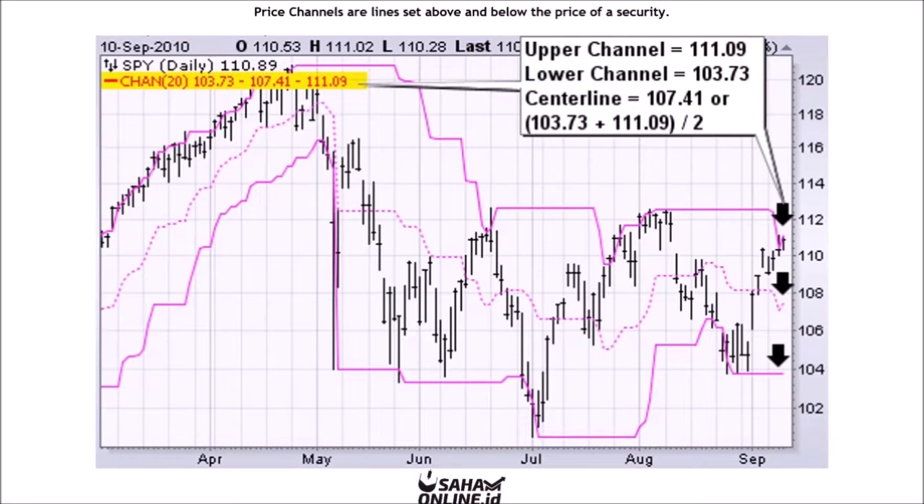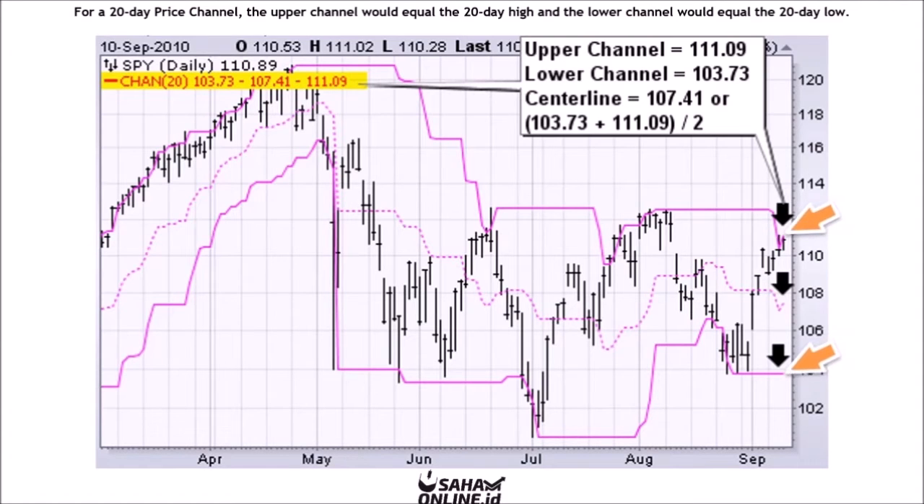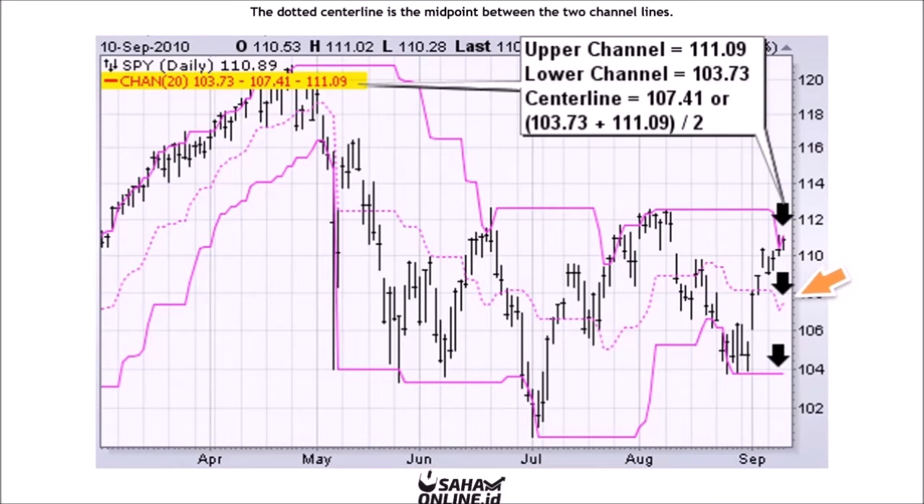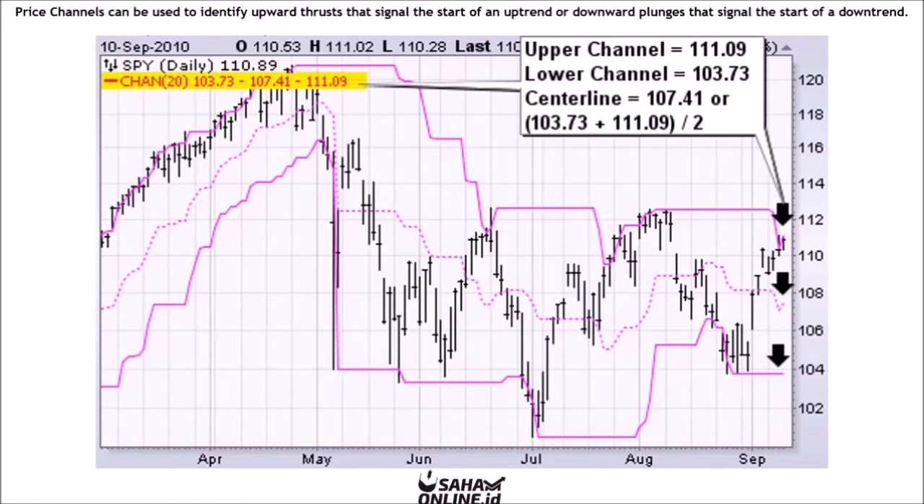Price channels are lines set above and below the price of a security. The upper channel is set at the X period high and the lower channel is set at the X period low. For a 20-day price channel, the upper channel would equal the 20-day high and the lower channel would equal the 20-day low. The dotted center line is the midpoint between the two channel lines.